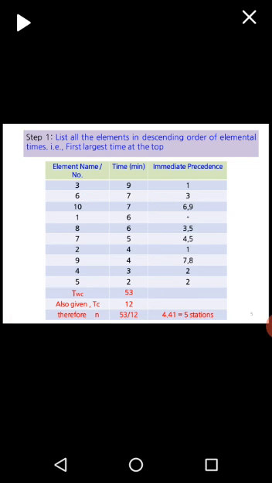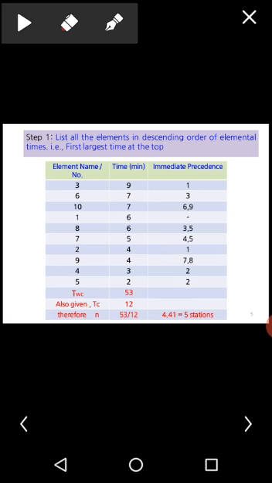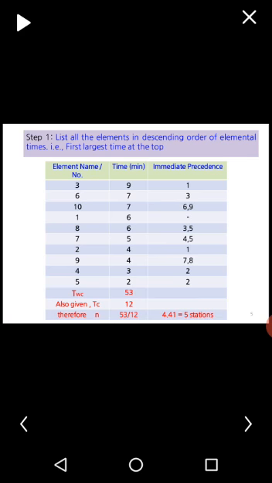How to solve? The first step, as I already said in the procedure, is to list all the elements in descending order of elemental time, with the largest time at the top. First we need to look at the time factor, and see which one has the largest value. We need to rewrite that table: the first column is the element name or number, the second column is the time in minutes, and the third column is its precedence. We need to rewrite it.